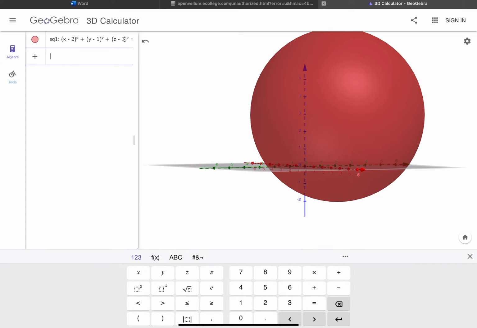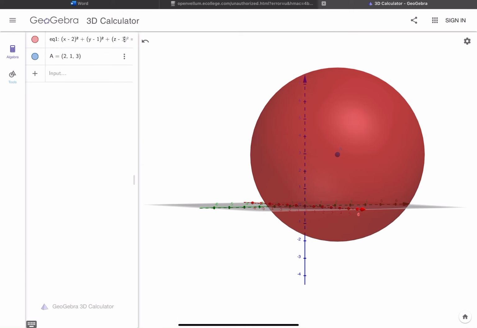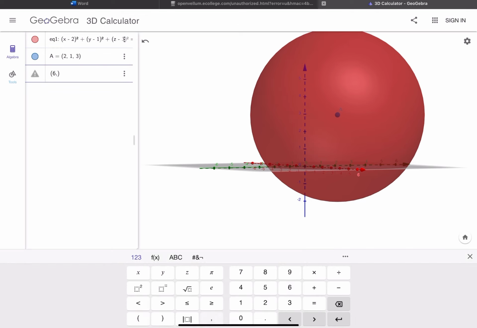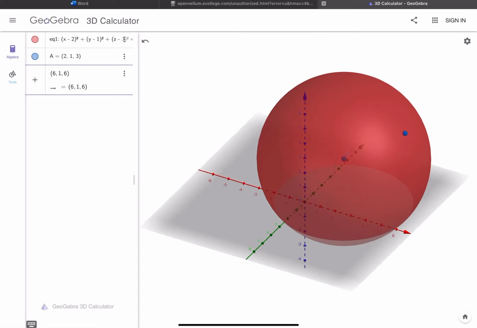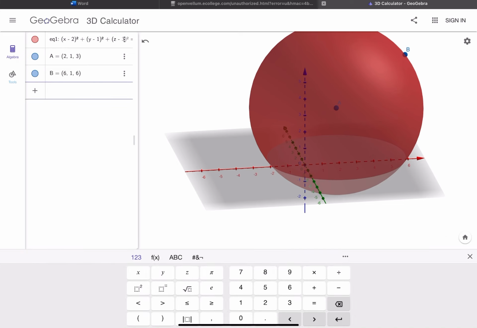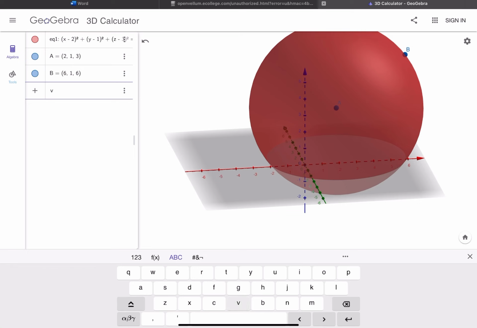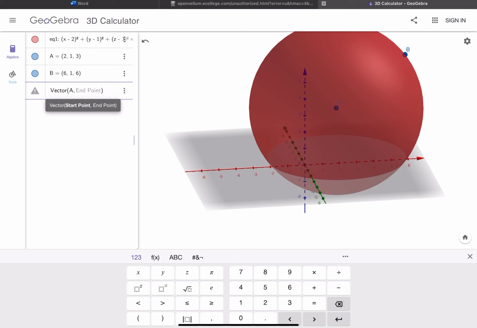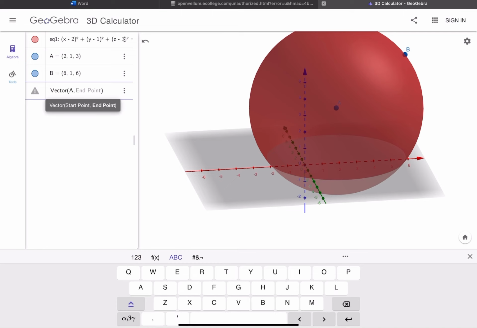So let's put in our center 2, 1, 3. And then we're going to plot the point that's on the sphere, 6, comma, 1, comma, 6. And we can see that that point is exactly on the sphere. And then if we put in the vector that contains the 2 points, do we have a shortcut? Nope. All right, so we're going to have to start out typing vector, and it might complete it for us. So vector, and so our start point is, all right, you know what? Here's a handy shortcut. We can do A, and then we go back over here, comma, and it should give us B.